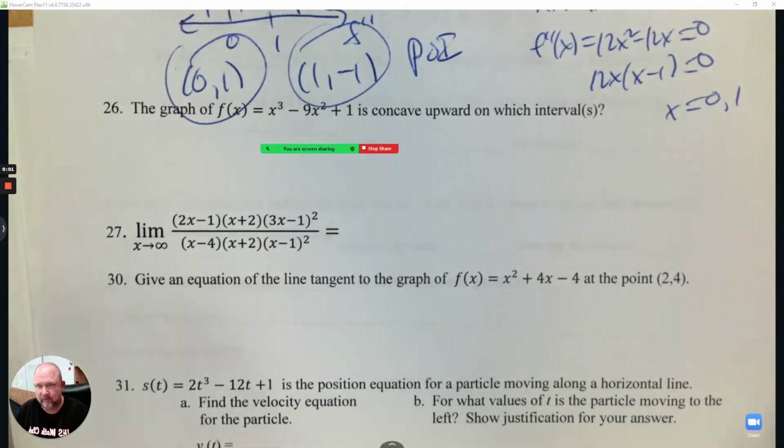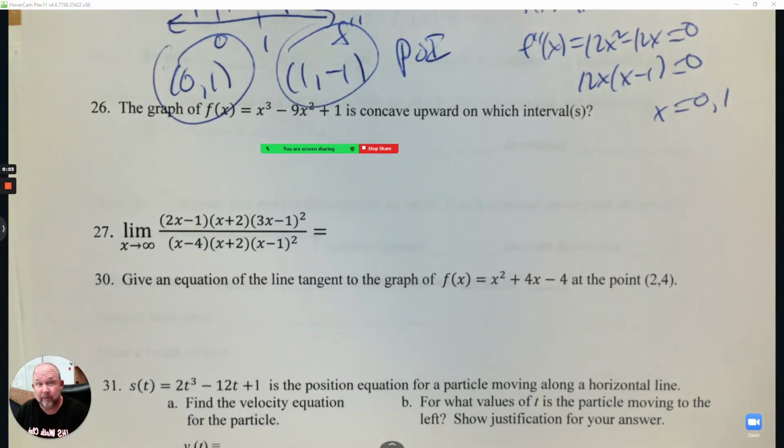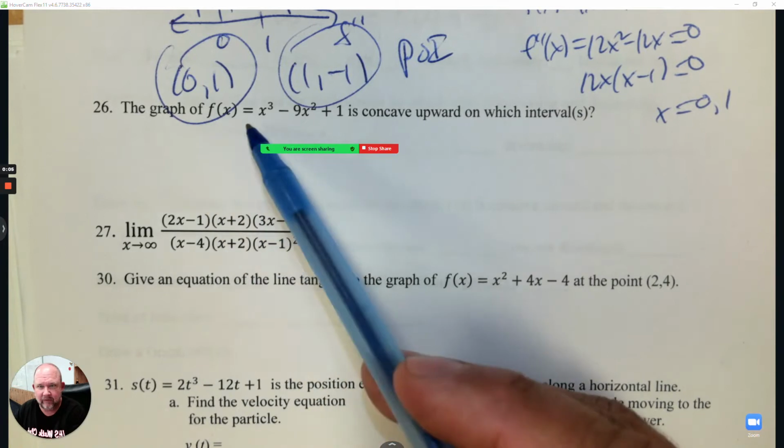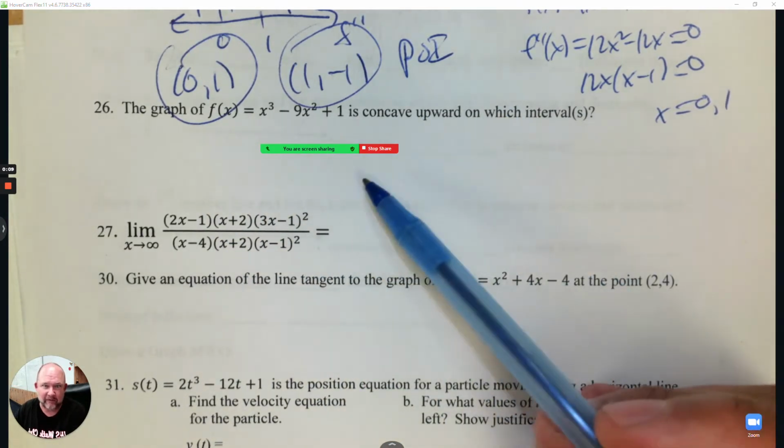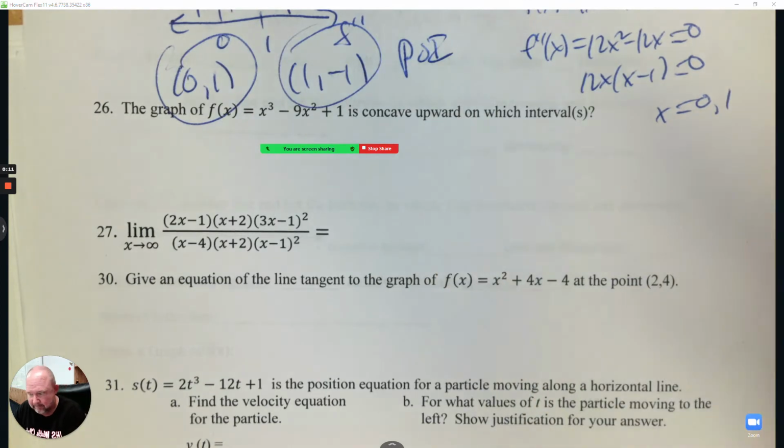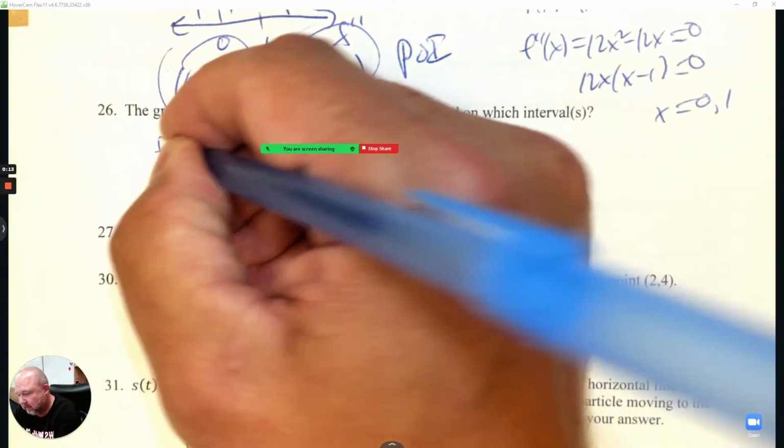All right, my friends, back here, part 2, question number 26. This graph is concave up on what interval? You definitely need to press pause and do it first. Check that black book we've been working on. All right, so it requires the second derivative.